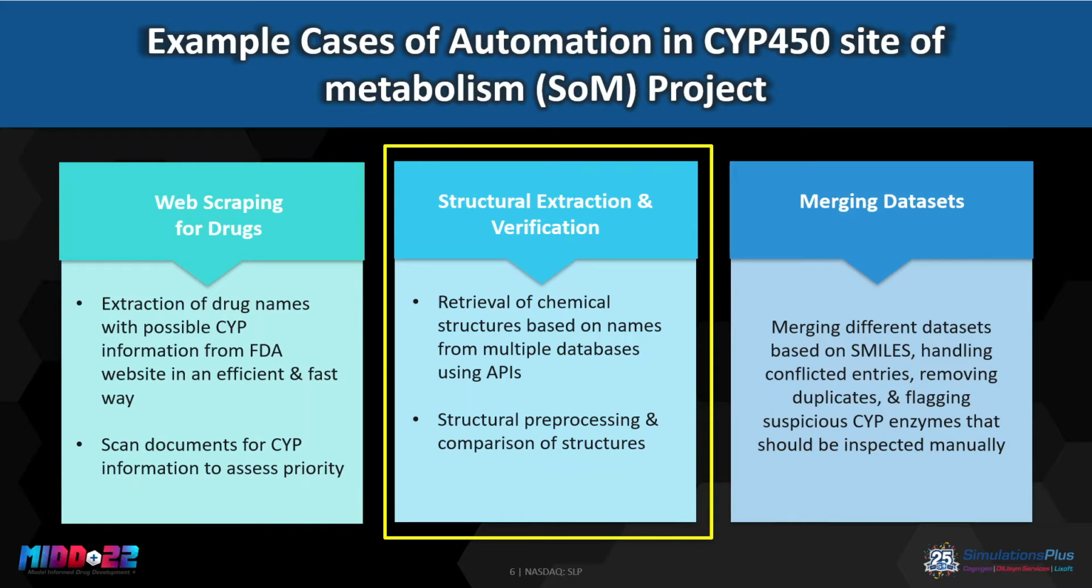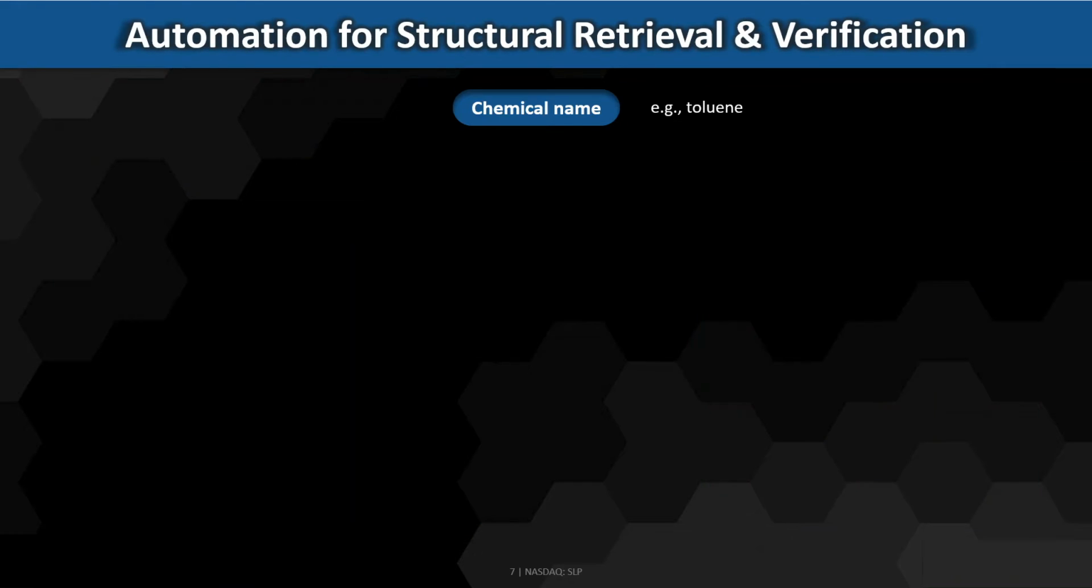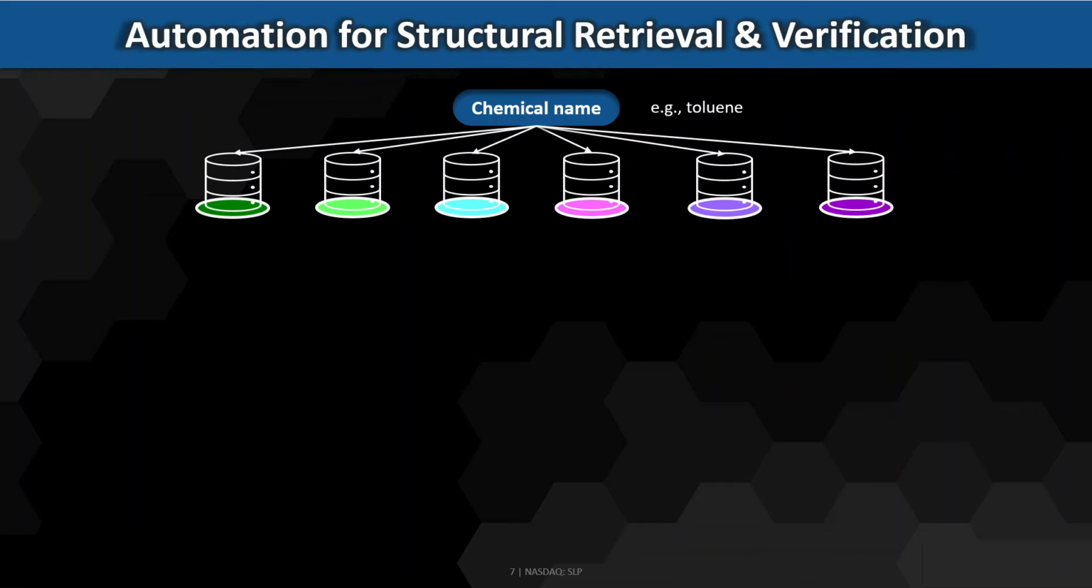The next use case that I want to show is how we use automation for structural extraction and verification. Sometimes the chemical datasets would have names but no structures reported. Sometimes the structures are reported but contain multiple mistakes. So we often use this automated pipeline in many cheminformatics projects. So what it does is take a list of names. For example, like here, toluene. Then it extracts structures based on the chemical name from multiple public databases using APIs.